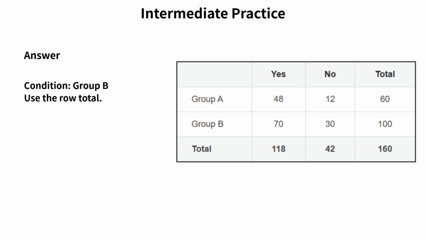Because the condition is Group B, the denominator is the total number of students in Group B, that's 100. Not the total number of yes answers, which is 118. Not the overall total. Once that denominator is chosen correctly, the calculation itself is simple. Within Group B, the number of yes answers is 70. So the probability is simply 70 out of 100. And that's the key lesson here. The SAT is not testing how well you calculate. It's testing whether you have the discipline to let the given condition choose the denominator for you.